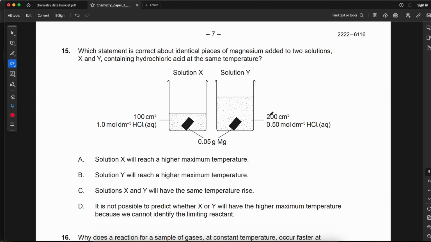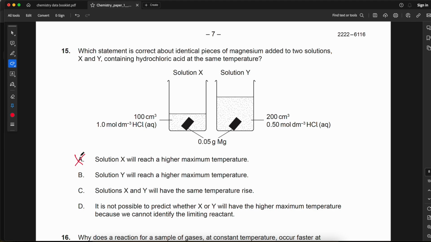Which statement is correct about identical pieces of magnesium added to two solutions, X and Y, containing hydrochloric acid at the same temperature? So both of them have the same amount of magnesium, but a different concentration. Solution X is more concentrated than solution Y, and solution Y has more volume compared to solution X. The answer is A. Why?